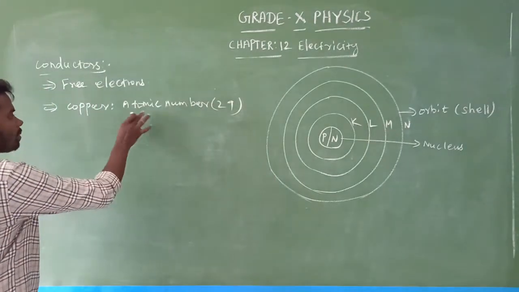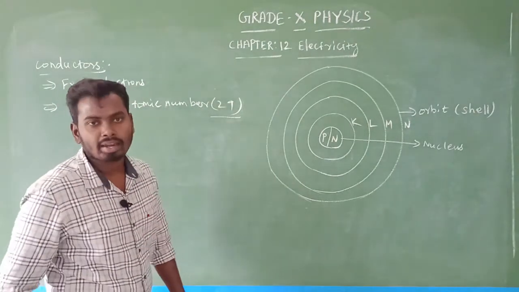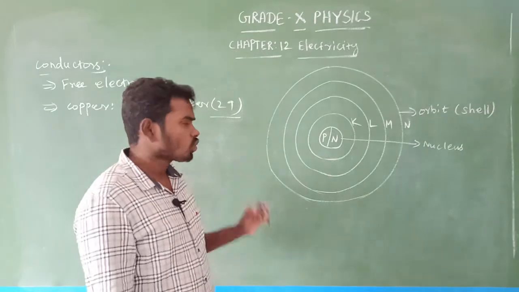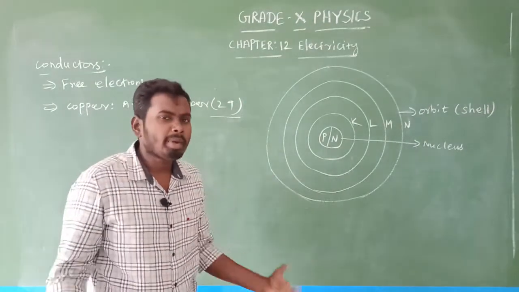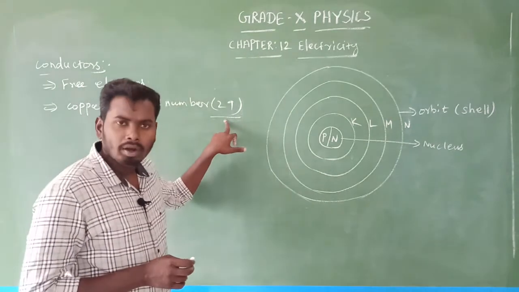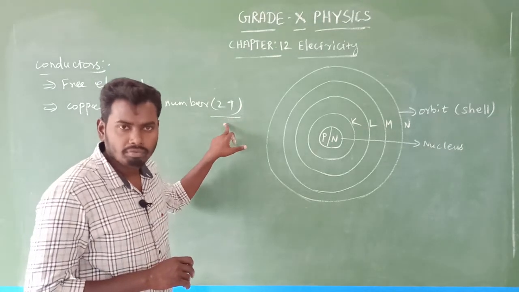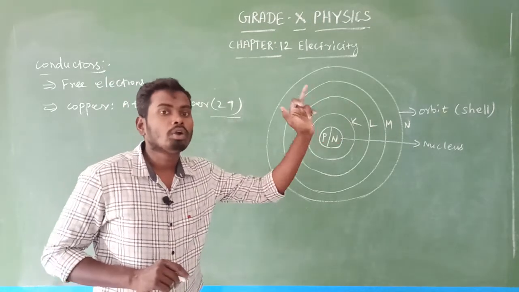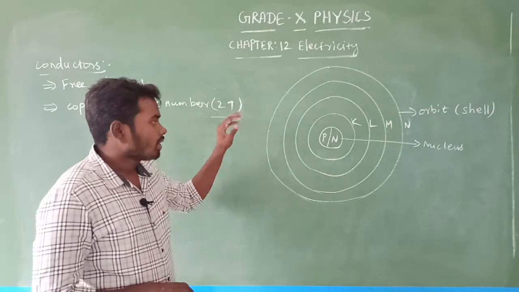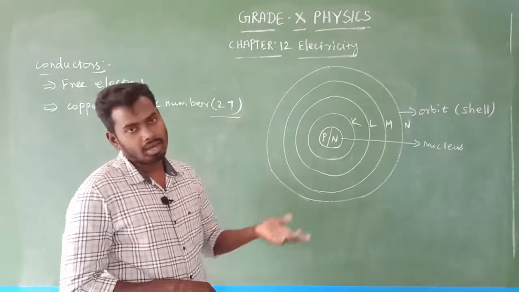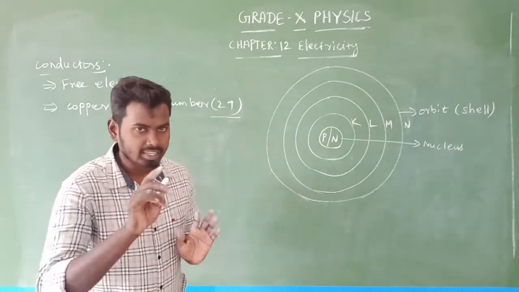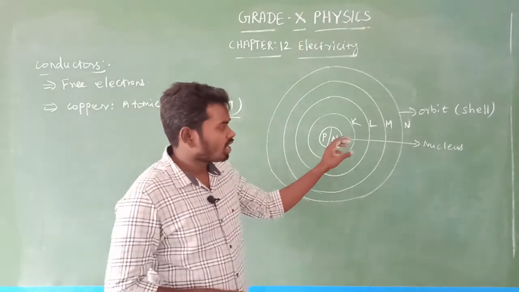So what is the atomic number of this copper? Copper atomic number is 29. What is meant by atomic number? It means the copper element has 29 electrons and 29 protons.